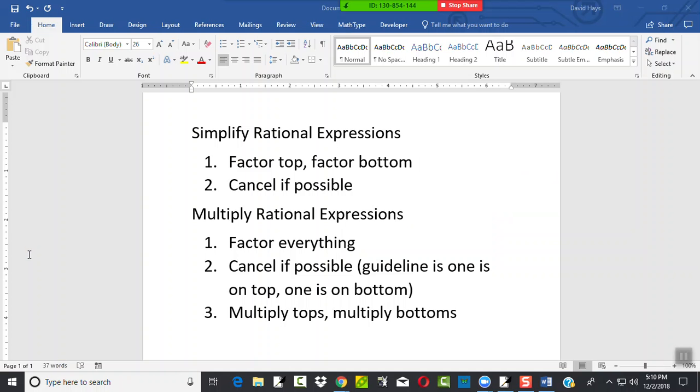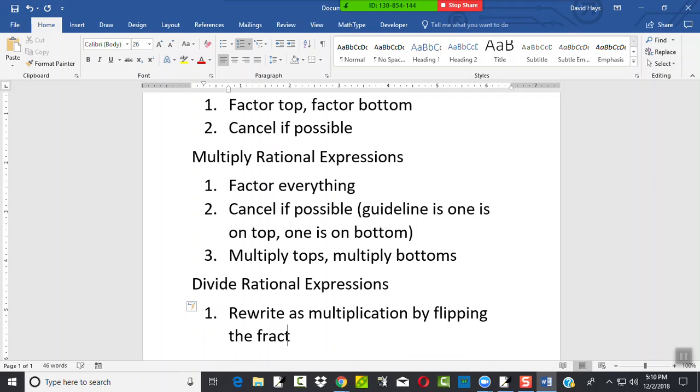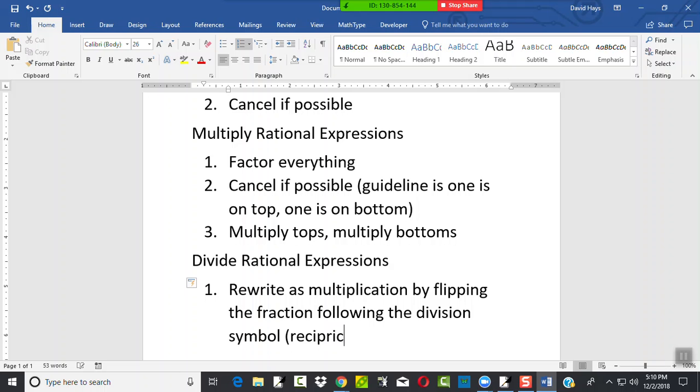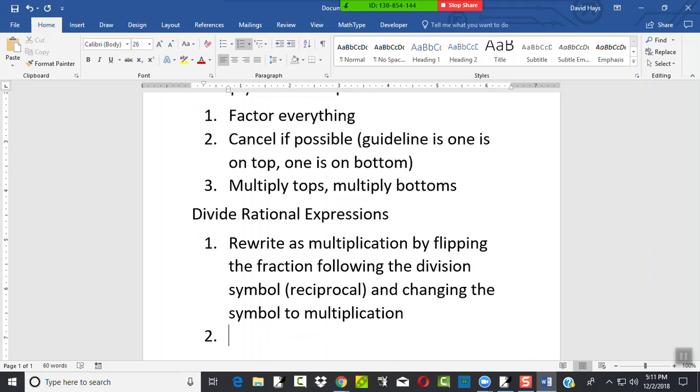Let's take a look at division. Now, step 1, we're going to immediately rewrite as multiplication by flipping the fraction following the division symbol. It's called the reciprocal. So rewrite as multiplication by flipping the fraction following the division symbol and changing the symbol to multiplication. And then step 2 is we'll multiply like normal. That's just what we did up above.